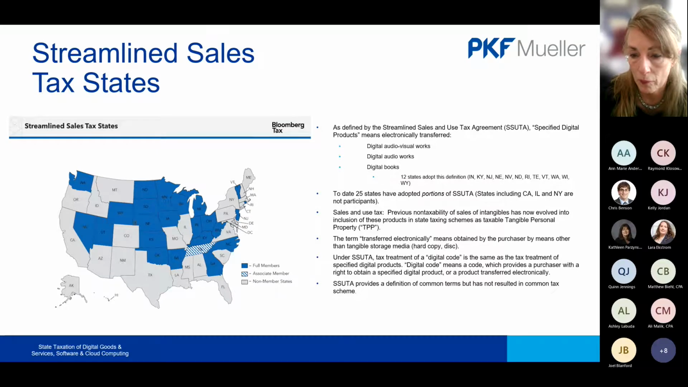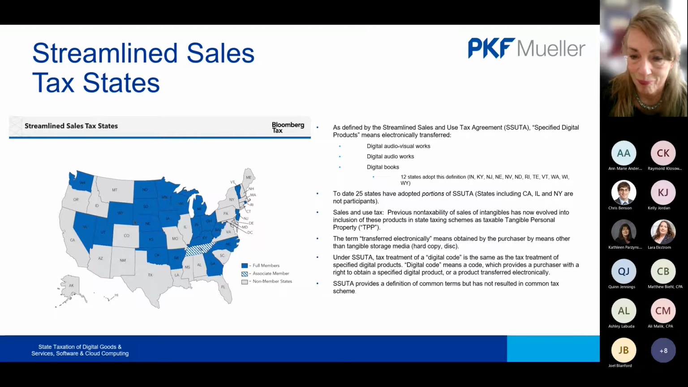And when we talk about transfer electronically, we'll probably bring this up a lot too. This just means that things are being downloaded, accessed online, streamed, things of that nature. Think of Netflix, right? You don't have the actual DVD anymore. You go into the streaming services and pull your shows from there. Tangible storage would be like a disc, a CD, a hard copy, a USB drive, things that are more tangible. We really don't see that anymore. It's been phased out.